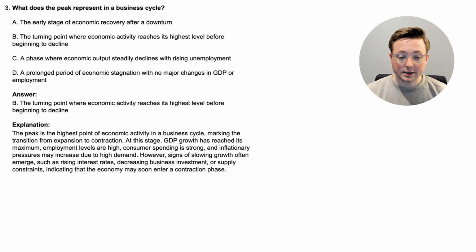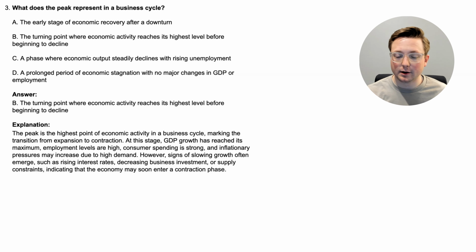All right, here we are at the answer B, the turning point where economic activity reaches its highest level before beginning to decline. And that makes sense based on what we talked about with expansion. So let's walk through this. The peak is the highest point of economic activity in a business cycle, marking the transition from expansion to contraction. At this stage, GDP growth has reached its maximum. Employment levels are high, consumer spending is strong, and inflationary pressures may increase due to high demand. However, signs of slowing growth often emerge, such as rising interest rates, decreasing business investment, or supply constraints, indicating that the economy may soon enter a contraction phase.